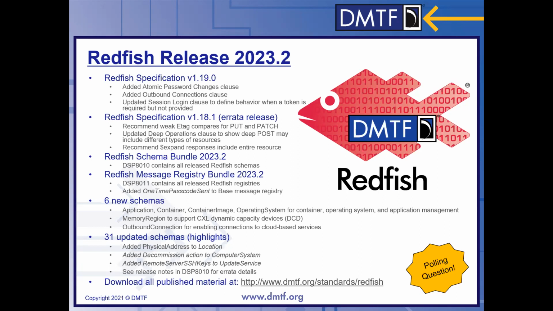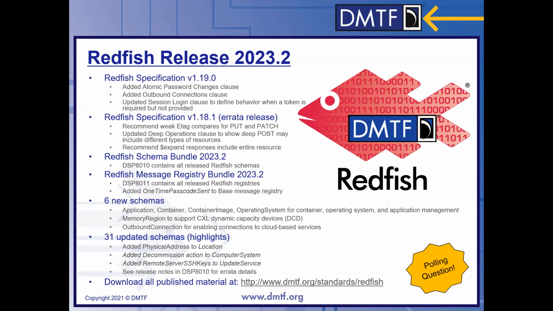We do have a new schema bundle published, and we'll talk a bit more about that in a moment. There is also a new message registry bundle. The highlight here is a new message in the base message registry to indicate that a one-time passcode has been sent to a user. So if you're attempting to authenticate with a service and you need to provide a one-time passcode, this lets a user know that it was sent to some location.